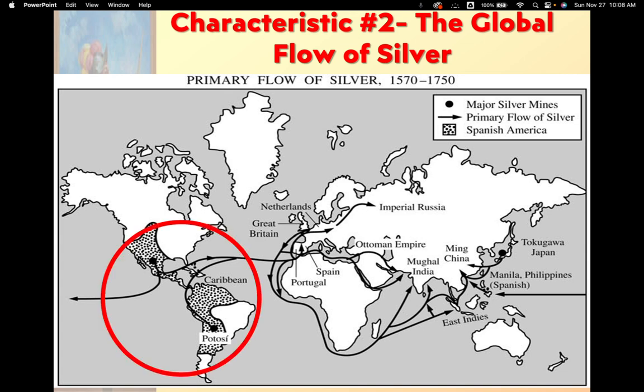Now, this flow was facilitated by silver from the Spanish colonies in the Americas, most importantly the two largest silver deposits in the world, Potosi and Zacatecas, in which they would make silver coins and use them as a medium of exchange to get goods from both India and Ming China.